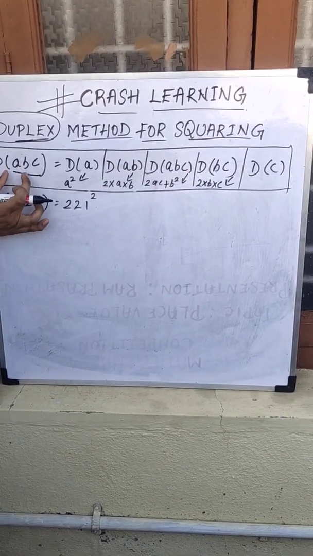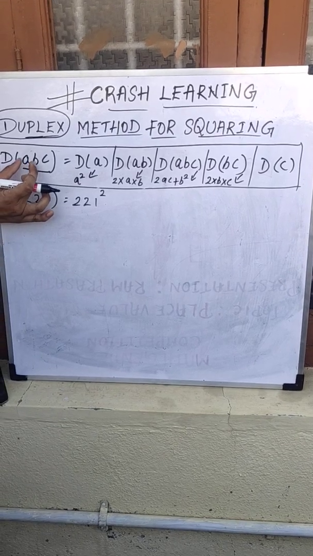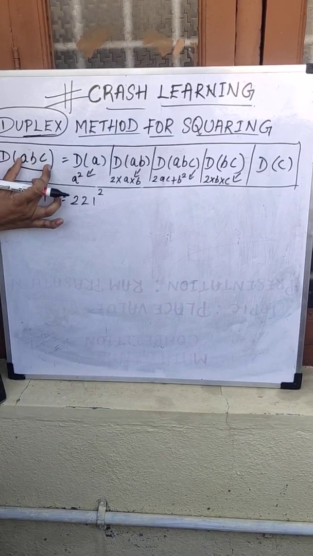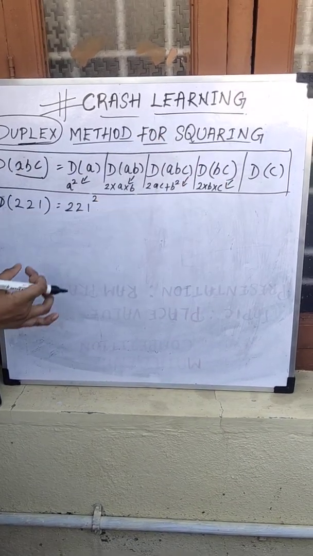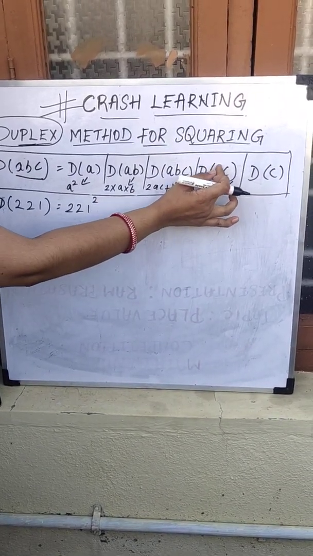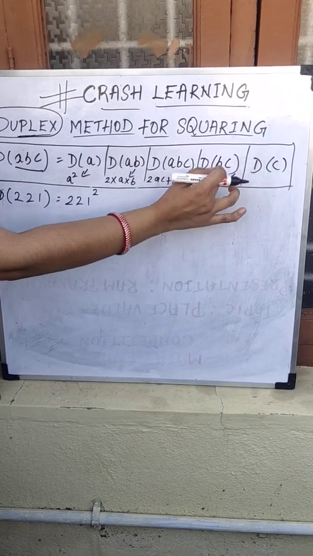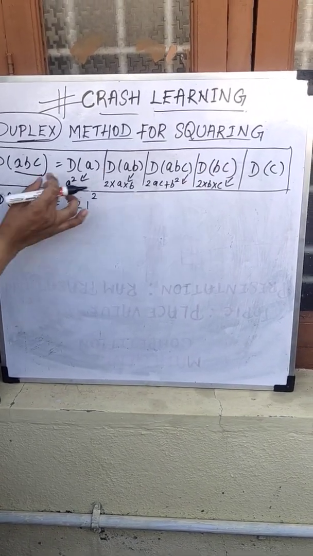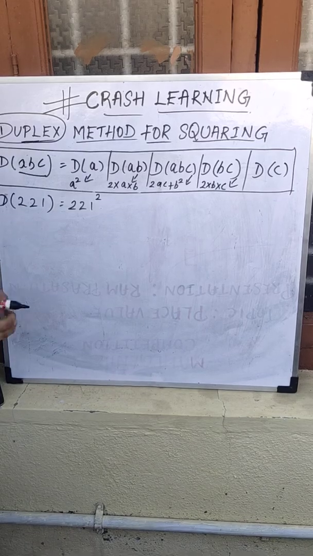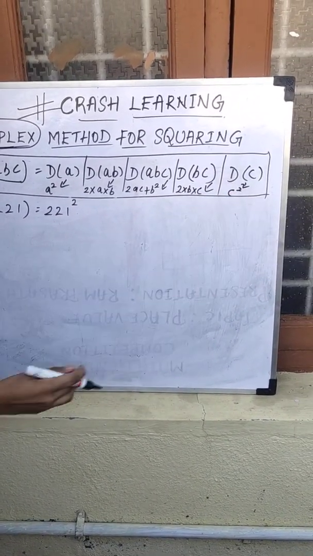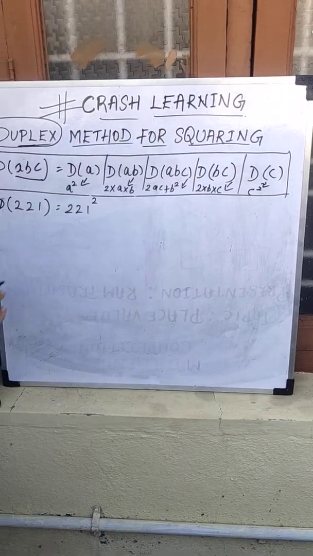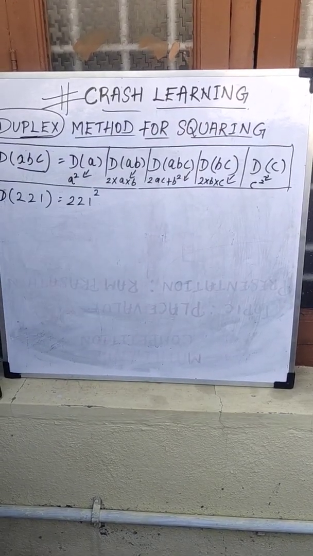Initially we have taken A, then AB, then ABC, and this time BC. The duplex of BC means 2 into B into C, the product of B and C multiplied by 2. And at last after BC it is C. This is the duplex of C, which means we need to square C. Once we are very concrete in this method, easily we can get the answer.